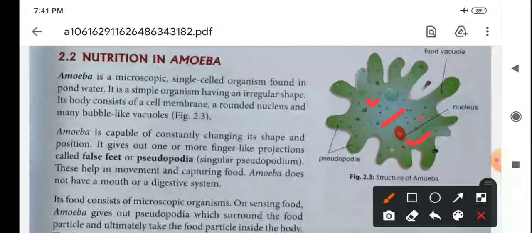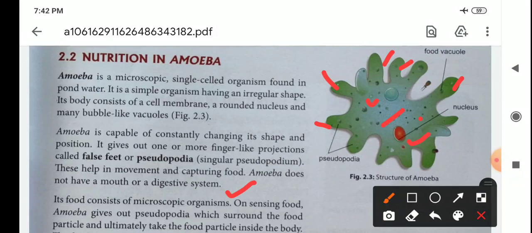Amoeba is capable of constantly changing its shape. It has no definite shape, so it can easily change its shape and position also. It gives out one or more finger-like projections called false feet or pseudopodia, like this. These help in movement and capturing food. Amoeba does not have a mouth or digestive system. Children, remember, amoeba does not have a mouth or a digestive system.